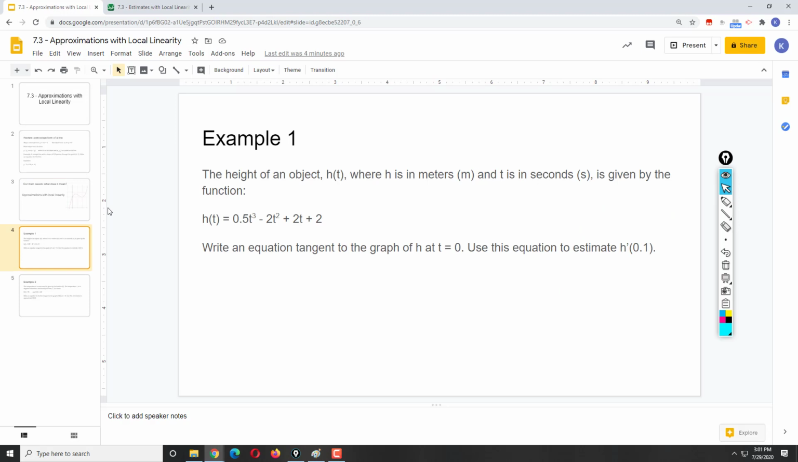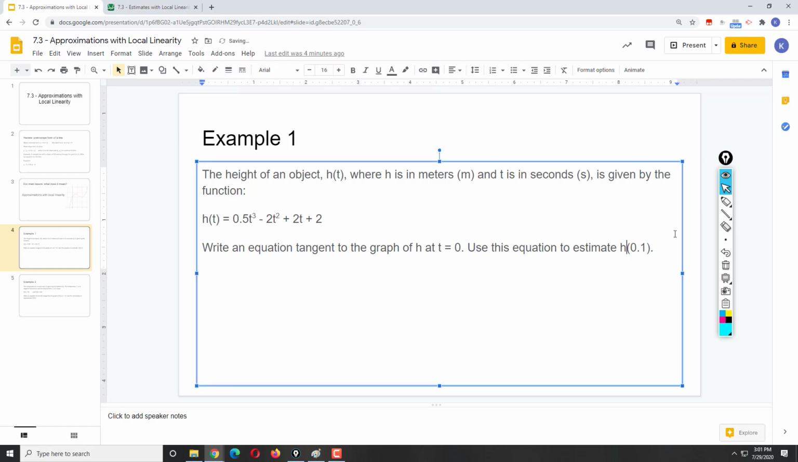Example 1. The height of an object h of t, where h is in meters and t is in seconds, is given by the function h of t equals 0.5 t cubed minus 2t squared plus 2t plus 2. Write an equation tangent to the graph of h at t equals 0. Use this equation to estimate h of 0.1. Sorry, typo here.